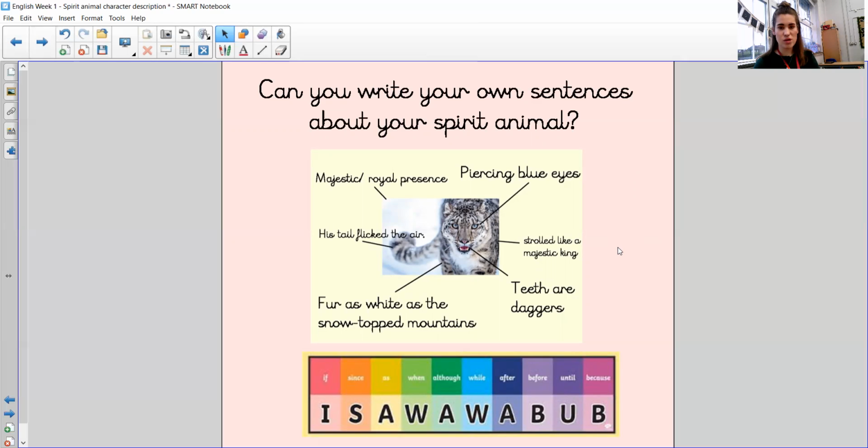yesterday. So before we start, I'm just going to pause this because I'm going to show you my own rainbow grammar cards and I'm going to model my sentences about my snowy leopard, then you're going to have a go at modelling your own.